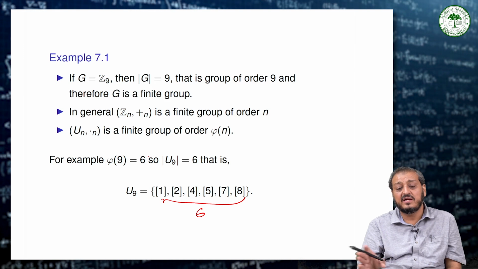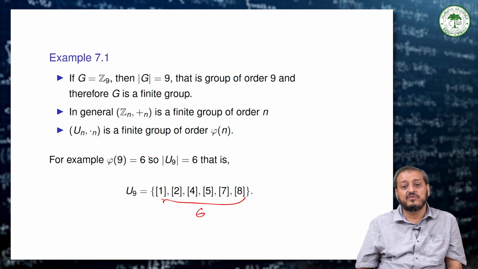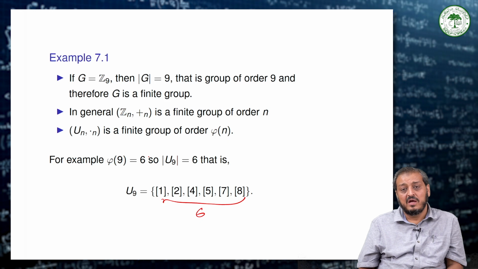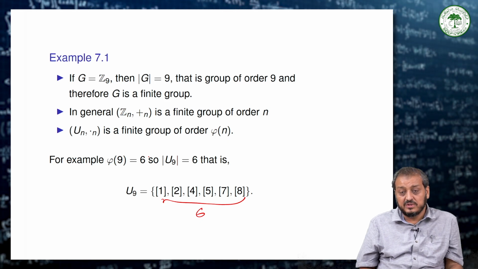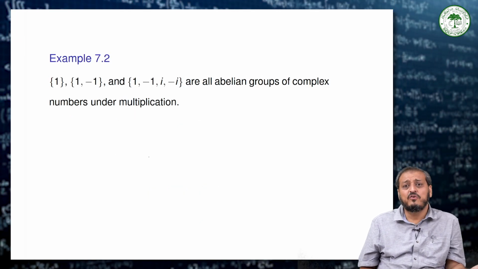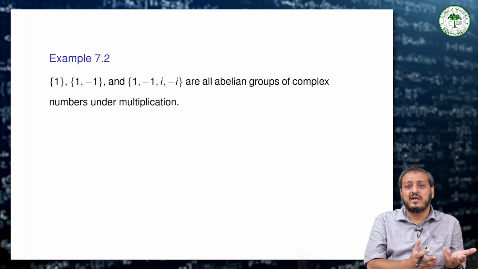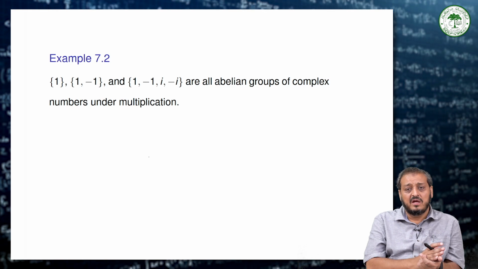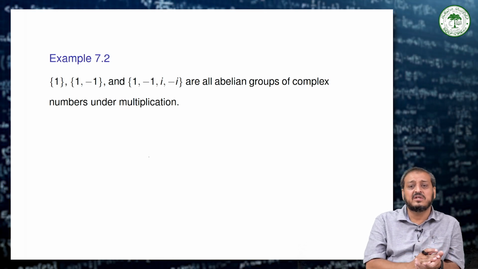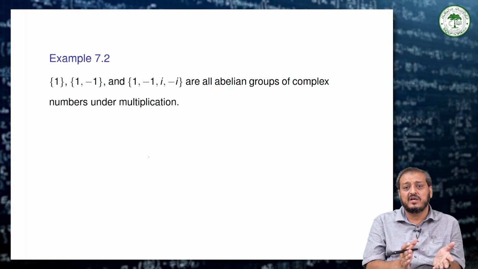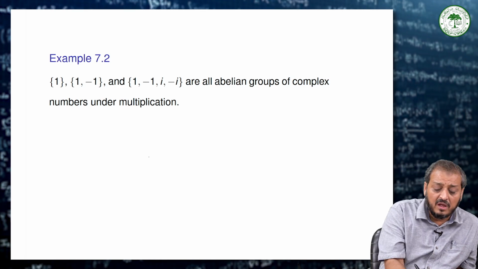So we can say that this U9 is another example of a finite group. For another, we have a simple example. We say that S1 is clearly a group, only under multiplication, with an identity element. {1, -1} is again a group because we take any two elements of it.